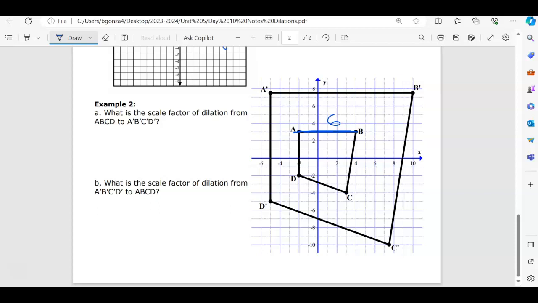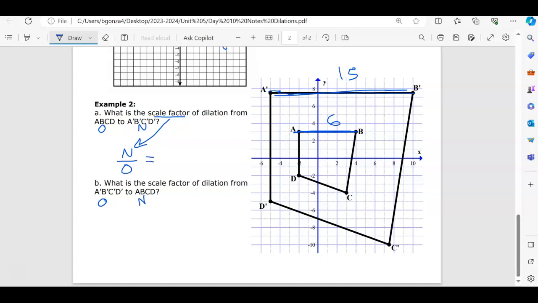And then A prime, B prime at the top, let's count that. 1, 2, 3, 4, 5, 6, 7, 8, 9, 10, 11, 12, 13, 14, 15 at the top here. Now, remember, if it's from this to this, you start at the original and you go to the new. Same thing with the second question. You start at the original and you go to the new. Okay? And since we're looking for scale factor, I'm going to do new over original.